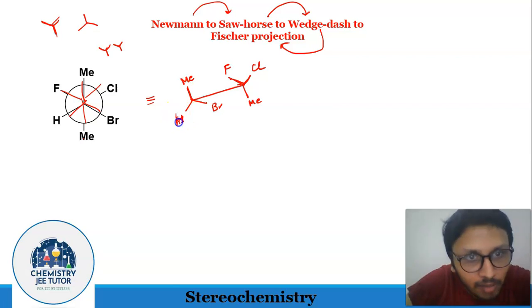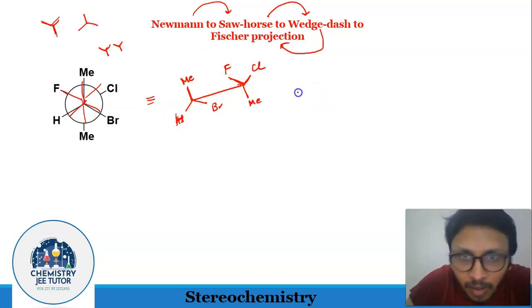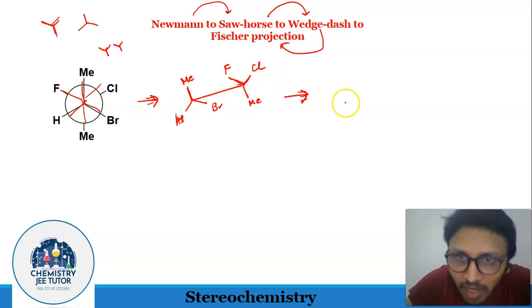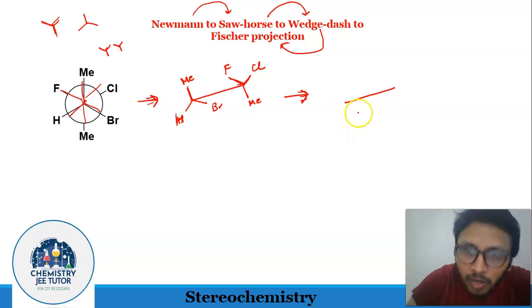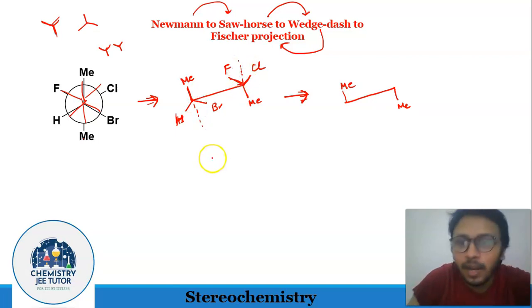So we understood how to convert a Newman to sawhorse. Very easy. Then we apply our tricks. First we draw a wedge dash. Then we convert into Fischer. How do I do it? I draw the straight line. I draw the tail of the Y's. These are the 2 tails. Then what do I do? I draw an imaginary straight line from the tail extending to the middle of the head.